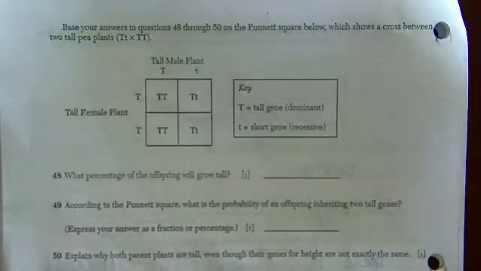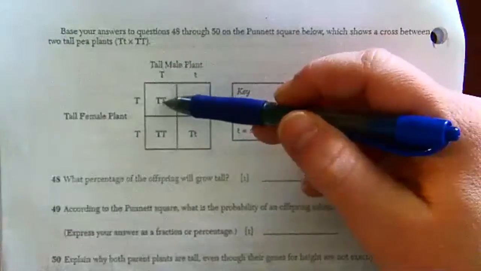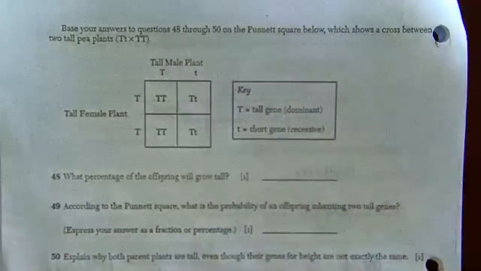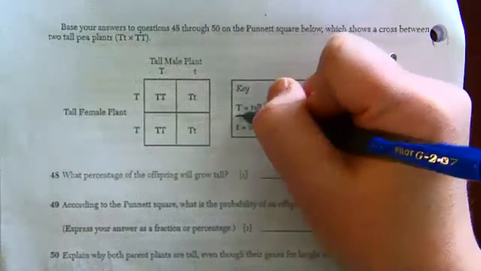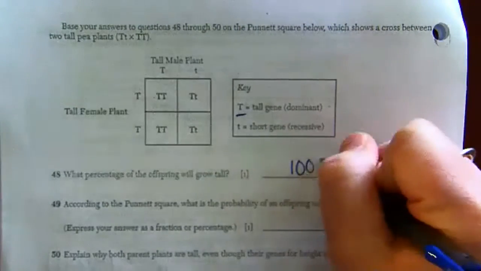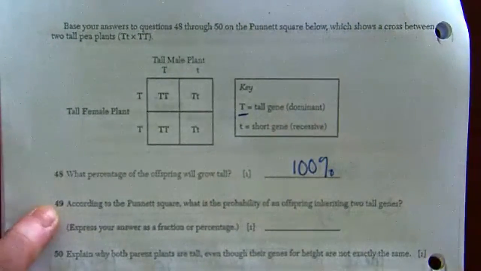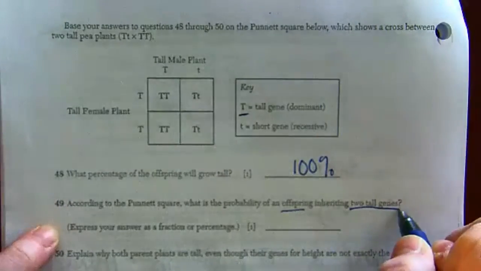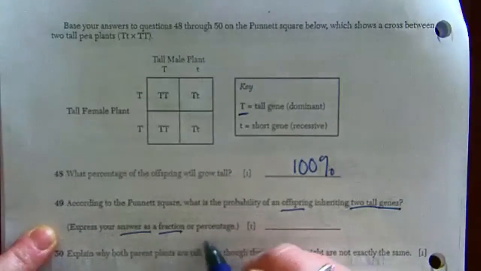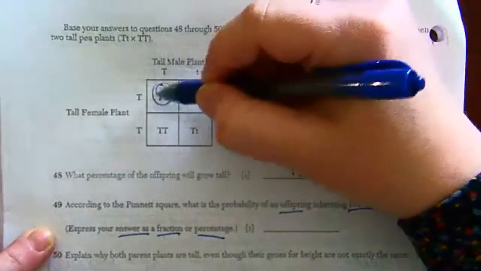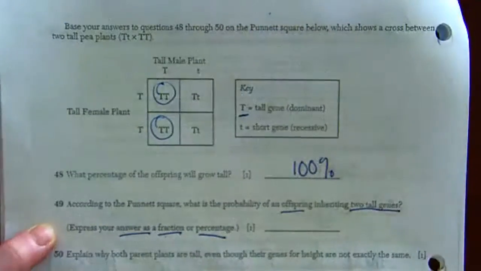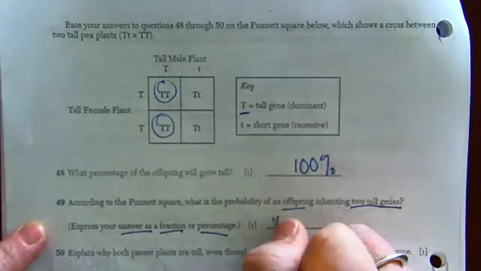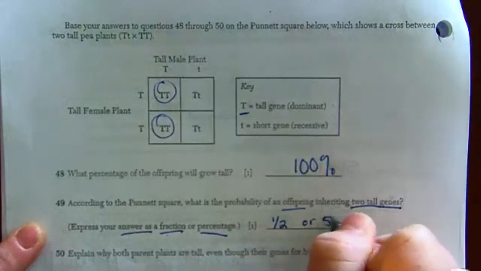All right, what percentage of the offspring will grow tall? In the first one here, looks like if I examine the Punnett square cross, all of them are going to be tall because they all have at least 1 big T. So 100%. And according to the Punnett square, what is the probability of an offspring inheriting 2 tall genes? Express your answer as a fraction or a percentage. Okay, so this one has 2 tall and that one has 2 tall. So 2 out of 4 or 1/2 or 50%.